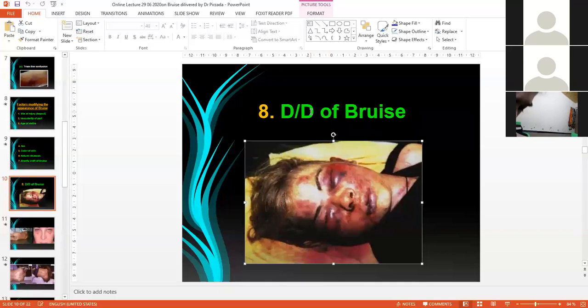Number one is ecchymosis. Ecchymosis is a pathological condition in which extravasation of blood occurs, and very small spots of blood can appear on the surface of the area. The tissue shows faint, discolored spots. We call it ecchymosis or congestion.